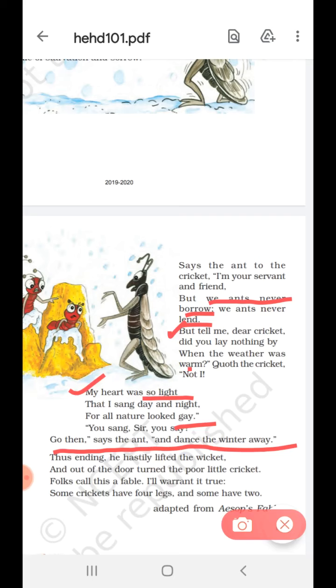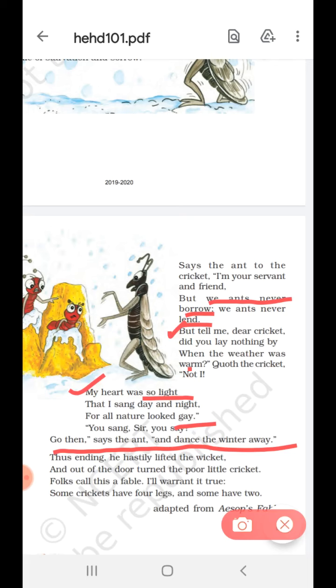Do you sing? Clear? Then the ant replied, go then and dance even during the winter time. When you have been dancing and singing all the spring, autumn and summer, then now it's winter time. Go and dance away. Fine.